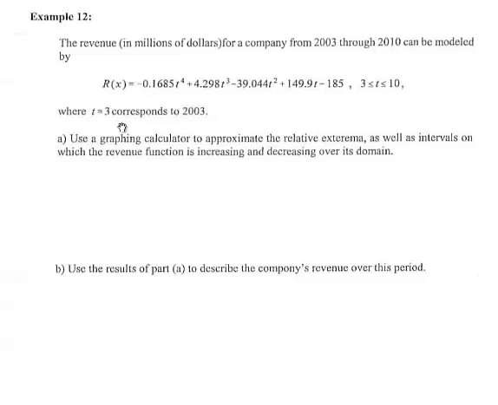So we actually have one more example, example 12. We're given a revenue function for a company from 2003 to 2010. T equals 3 corresponds to 2003. Part A says use a graphing calculator to approximate the relative extrema as well as intervals on which the revenue function is increasing and decreasing over its domain.